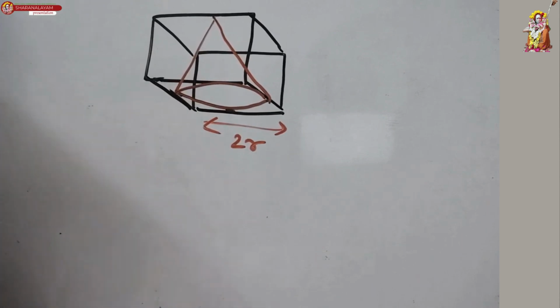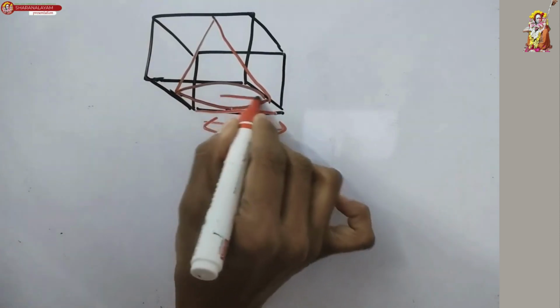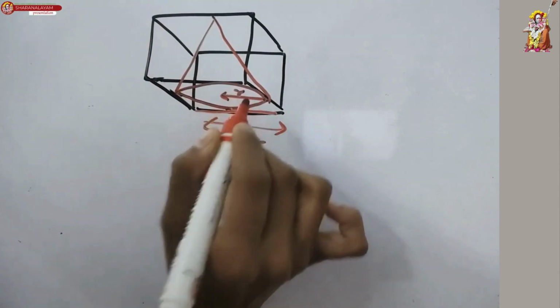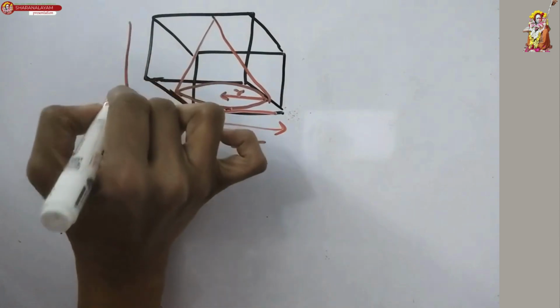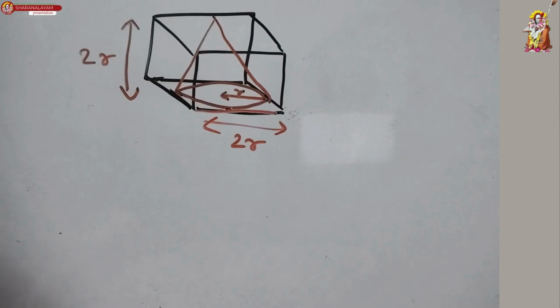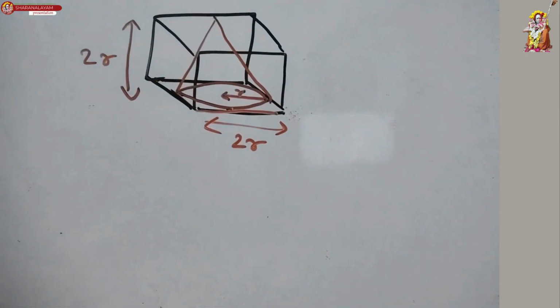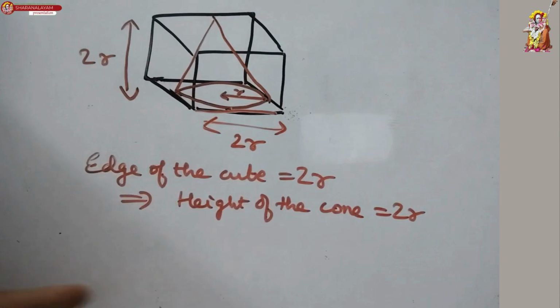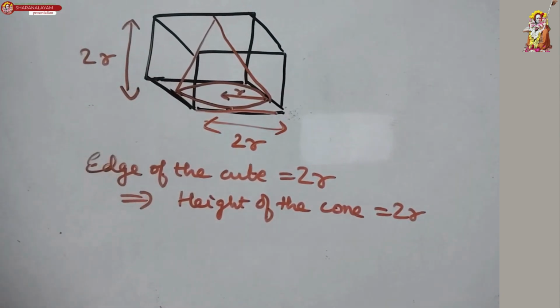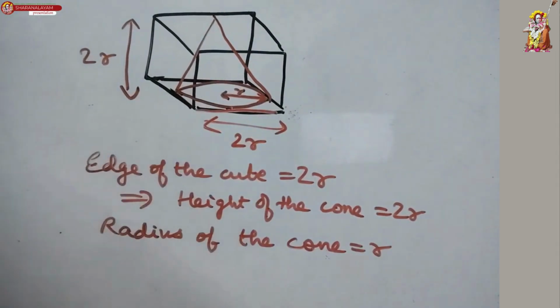Now, if this is 2r, this is 2r, it means the radius of the cone will be r and the height of the cone will be equal to 2r, because the length, breadth and height of the cube is 2r. So the height of the cone is equal to the height of the cube, which is equal to 2r, right? So edge of the cube equals 2r implies height of the cone is 2r. And we already know the radius of the cone is equal to r.